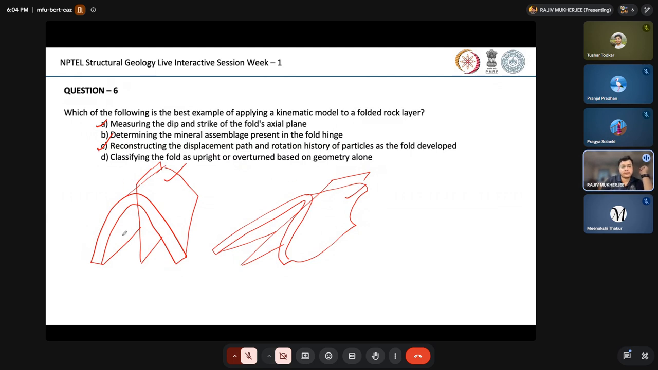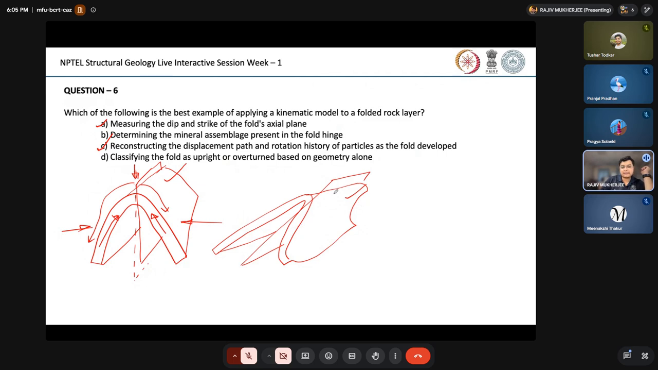Now for a symmetric fold, how will the particles flow, if I have to understand the rotation and history of displacement of individual particles? I can say that the forces were applied like this, and the movement of particles may have happened, if this is my plane of symmetry, from this side to this side, or the other way around, depending on the mechanism of folding. So then we can identify the path.